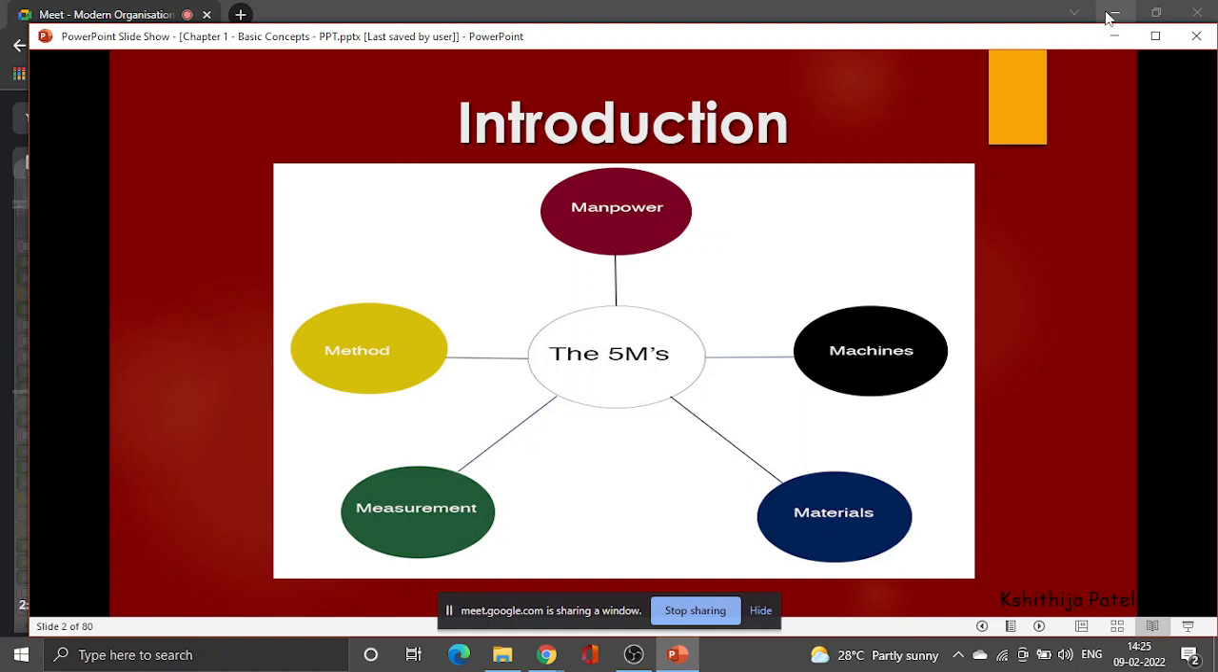So, it becomes important that we understand that for management to work properly, it is necessary that they work along with humans and they make these humans work for the organization.